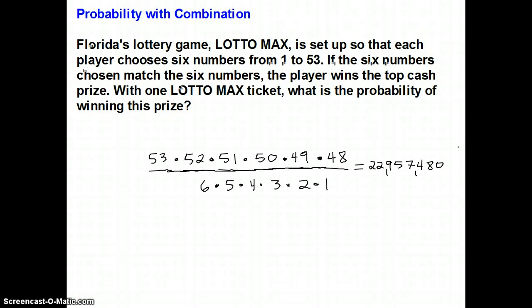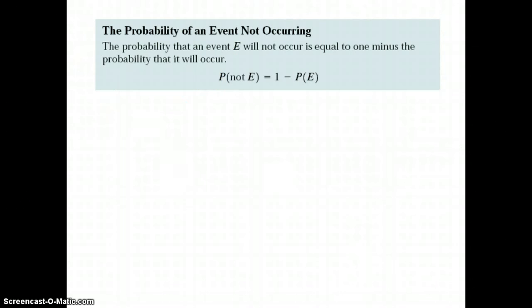So we end up with 22,957,480. And our chances of actually winning the prize represent a 1 out of 22,957,480. So remember, if this were a permutation problem, we would have even less of a chance of winning. Alright, let's move on to the next problem.